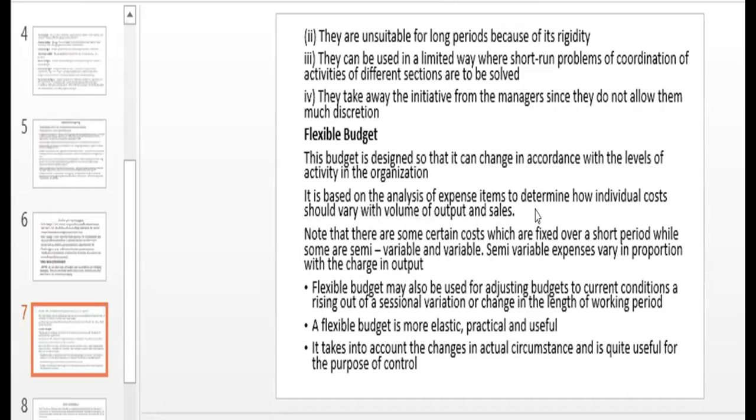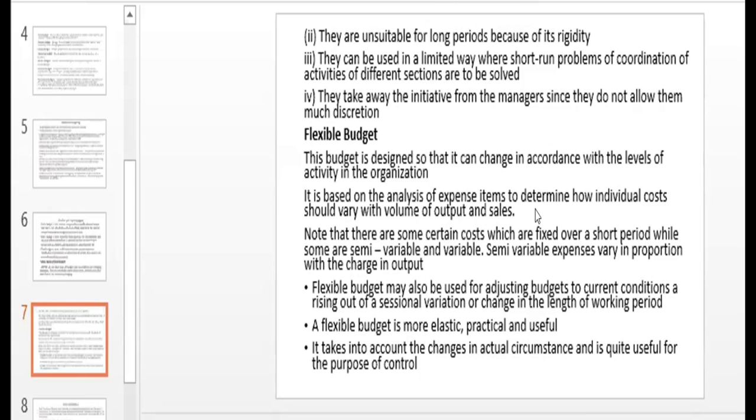For example, if you realize that the price in the market has lowered and you want to take advantage of that, you can always play around with the budget so that you take advantage of the prices that are prevailing in the market at a given time. So that's the beauty of flexible budget, and I realize that most of them are short-term in nature.